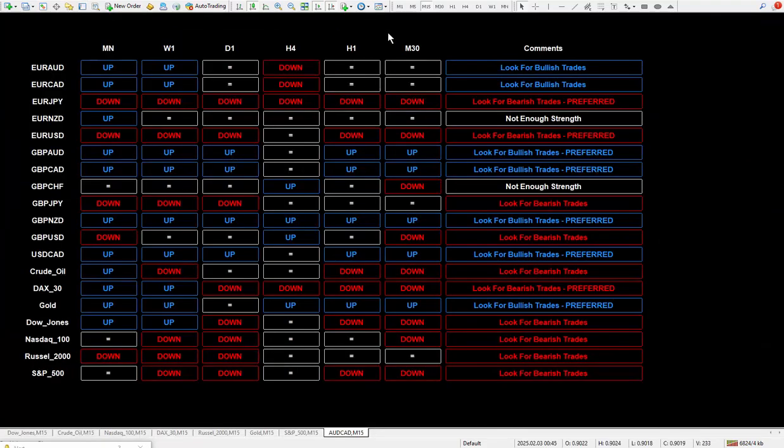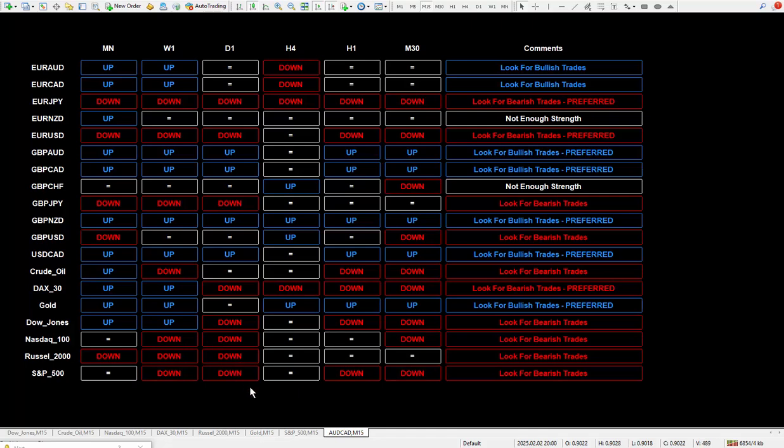Now here's my daily trade plan. It's running in real time. Checks out from the monthly all the way down to the 30 minutes. Does some calculations, and within the comments here it'll say look for bullish trades, bearish trades, and some will even be preferred. And as you can see on the gold here, it's preferred, so lots of time frames here are blue. And of course the oil right here, look for bearish trades with 3 down signals.